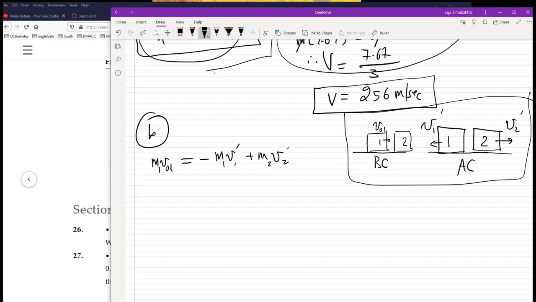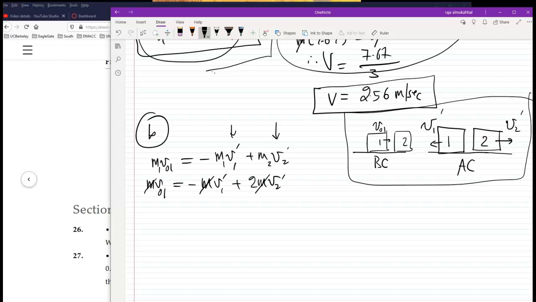Plug in the masses for now, because I have two unknowns here. I got V2 prime and V1 prime, both of them unknown to me. Let me plug in the masses and simplify as much as I can. So I'm going to have m V01 equals minus m V1 prime plus 2m V2 prime. You see that? Masses cancel out, and I end up with this nice expression.